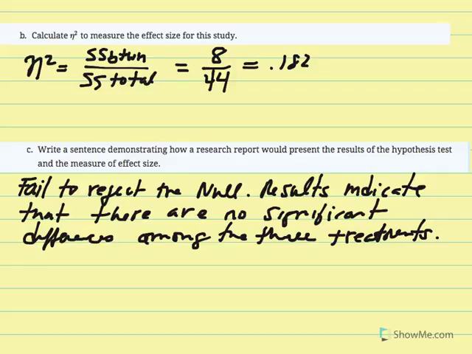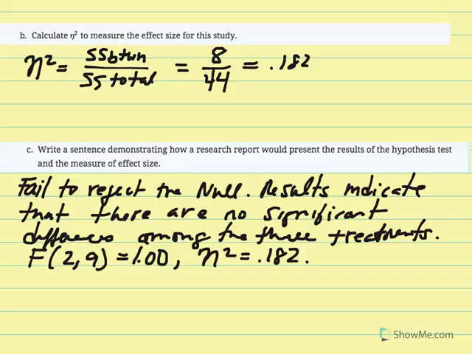And we would cite our F, our degrees of freedom, 2,9 was equal to 1.00. And then our eta squared statistic, which was equal to 0.182. And that would be our concluding statement, that for this particular example, we see no treatment differences between the three different samples that we were testing.